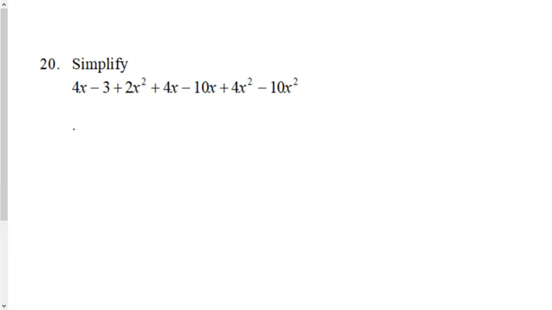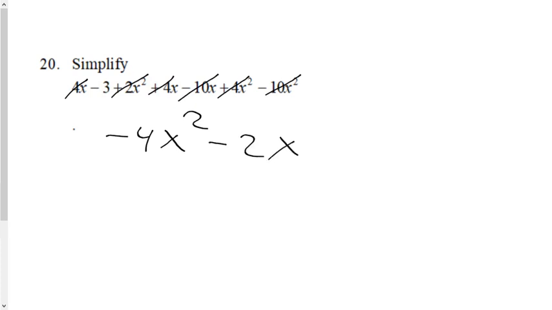Question 20, we have a 7-term polynomial. It just says simplify. I'm going to gather my x squareds first. 2x squared and 4x squared is 6x squared. And a negative 10x squared makes a negative 4x squared as my first term. 4x and 4x is 10x, or sorry, 8x. 8x and negative 10x is negative 2x. I only have one constant here of negative 3. So your answer is that.